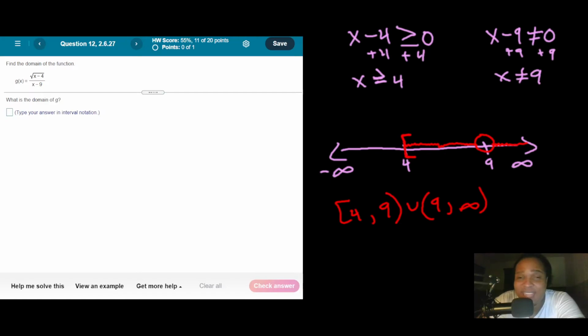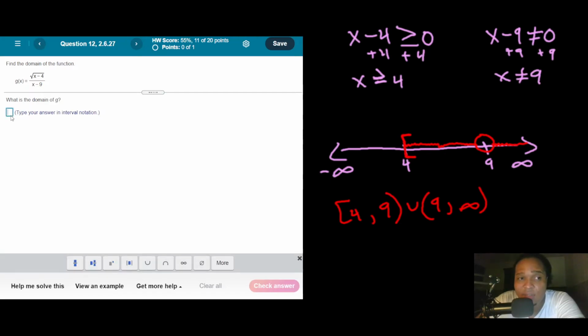And that's it. So this is when you have a square root and a denominator in the same problem, and they ask you for a domain. So x can be anything between, it could be equal to 4 all the way up to 9, not inclusive. Or it can also be greater than 9. Anything greater than 9, from 9 to infinity.